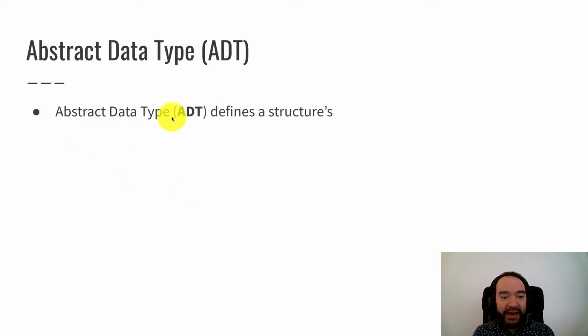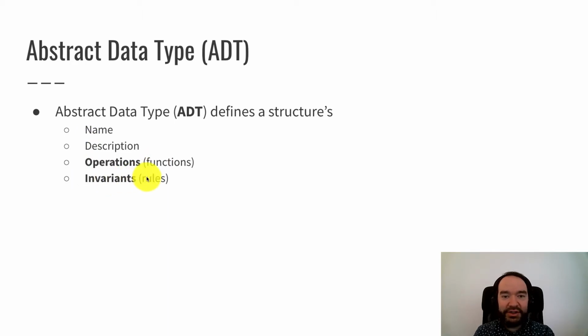An abstract data type has the acronym ADT, and we'll say that just because it's faster than pronouncing all of those words. So an ADT defines a structure's name. We give names to these structures, and that's actually pretty important. It's important to get the names right, to be clear. A description to say basically what it is, and then a list of operations, which are kind of like functions, and invariants, which are kind of rules that the data structure obeys.